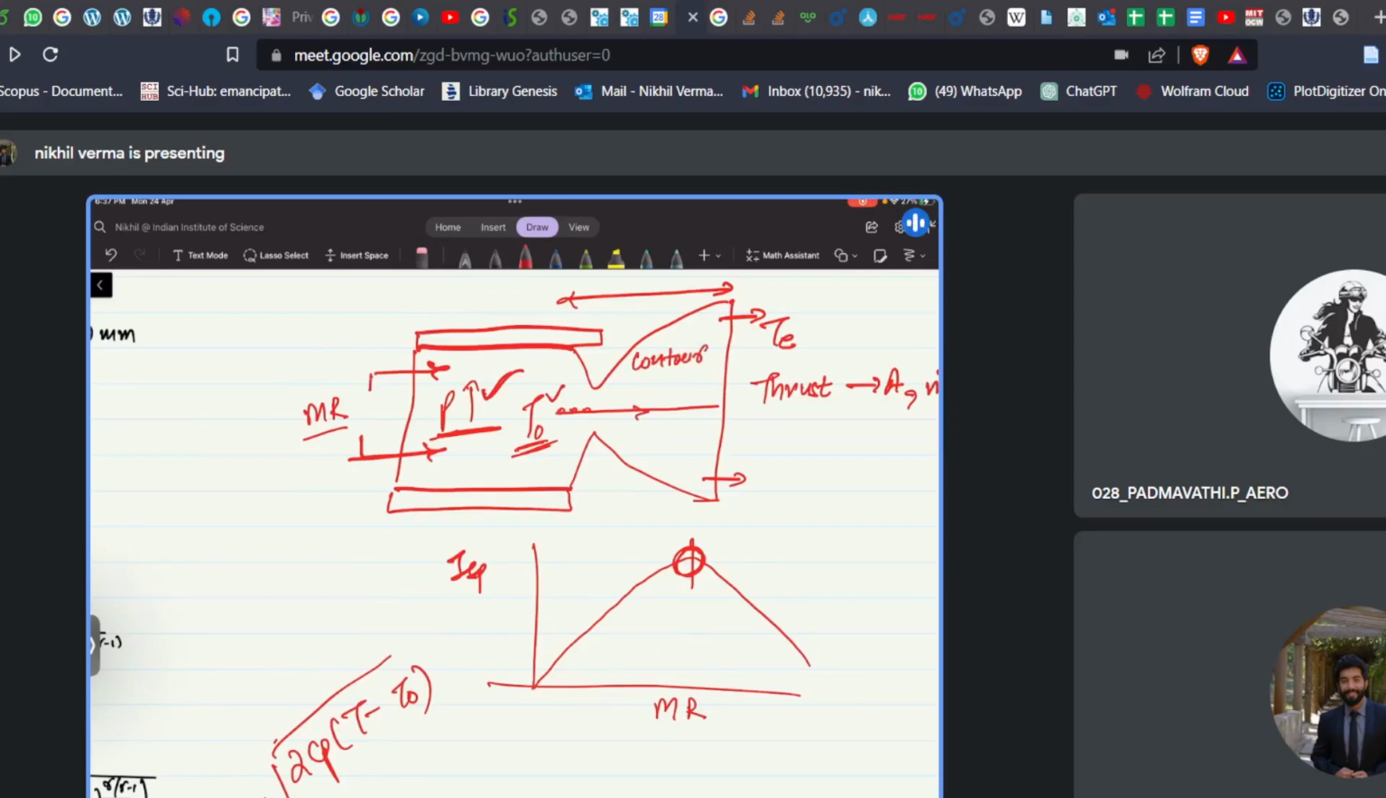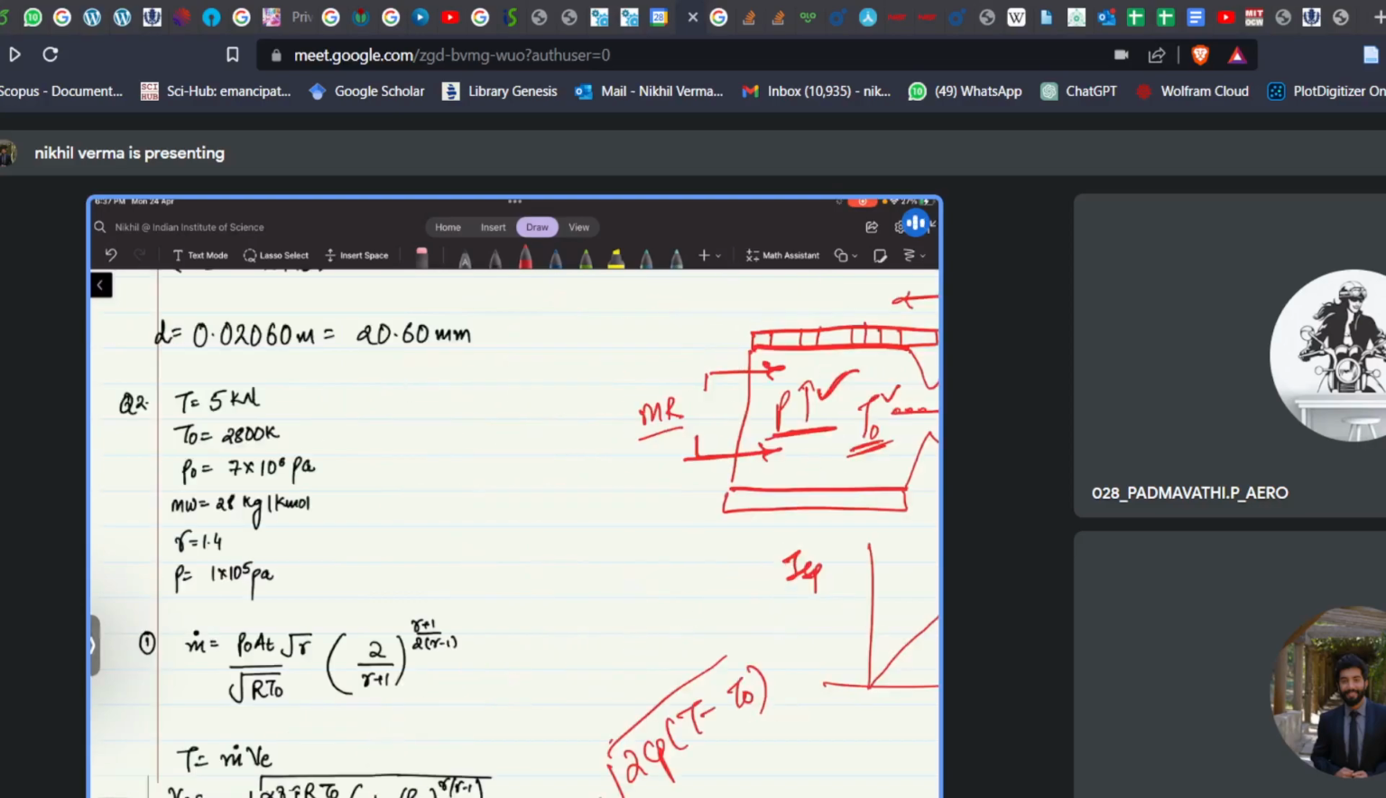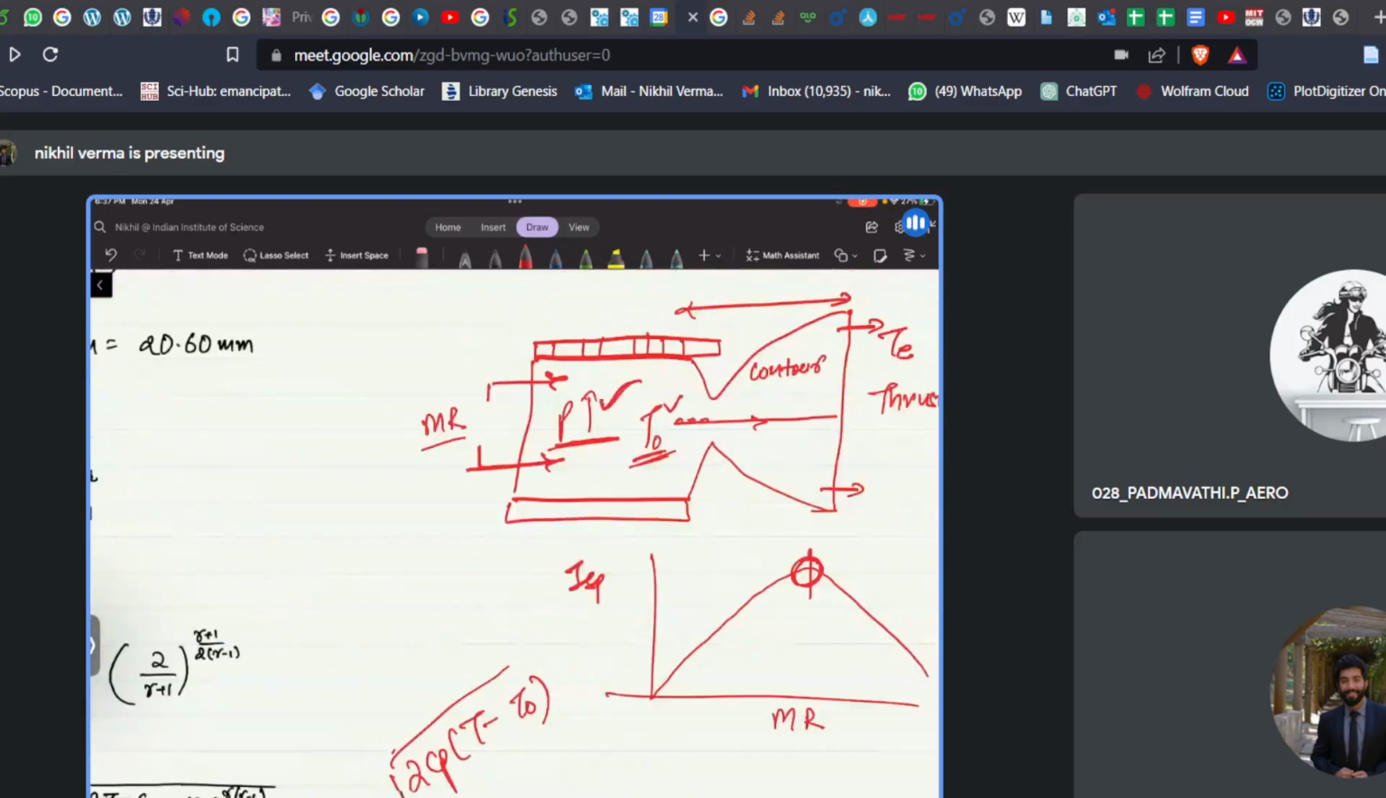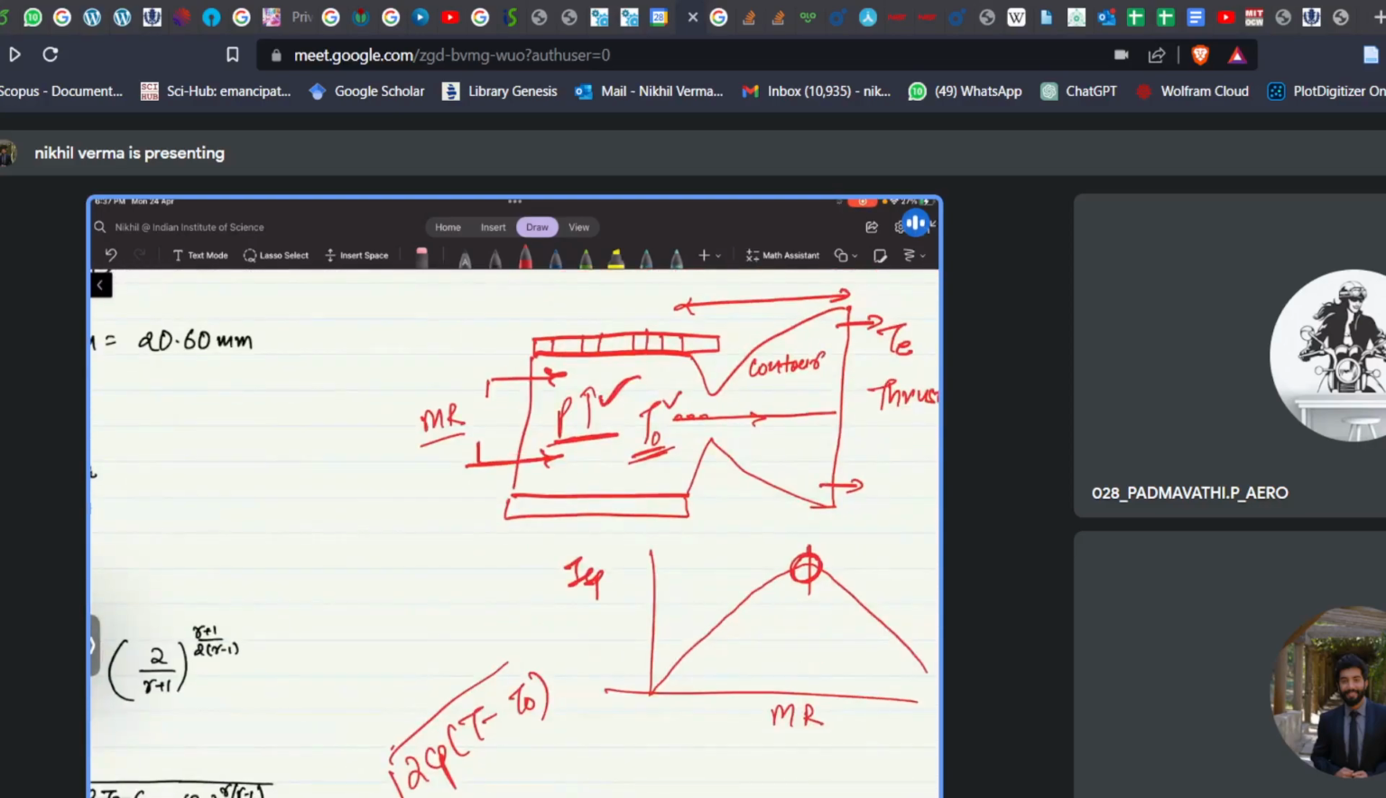And once we have a contour, we can basically design a cooling system also for this rocket engine. Okay, so yeah, this is how a thrust chamber is calculated.